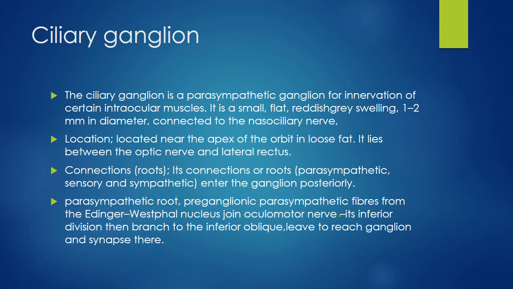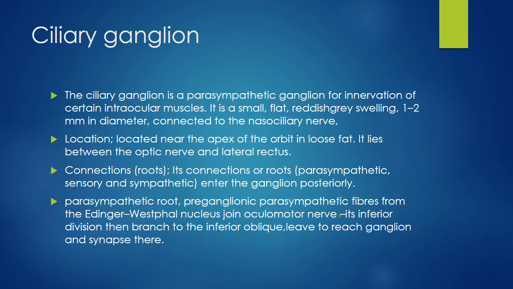oculomotor nerve. It is located near the apex of the orbit in loose fat, where it lies between the optic nerve and lateral rectus muscle. This is an important relation of the ciliary ganglion. As in all peripheral parasympathetic ganglia, it also contains three roots or connections: parasympathetic, sensory and sympathetic. These three roots enter the ganglion through its posterior aspect.